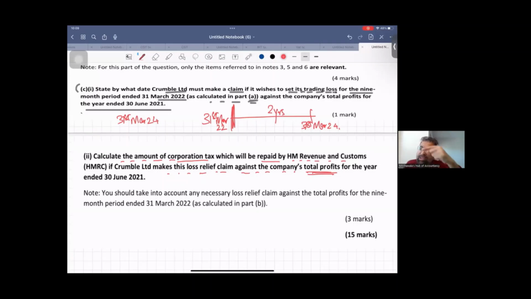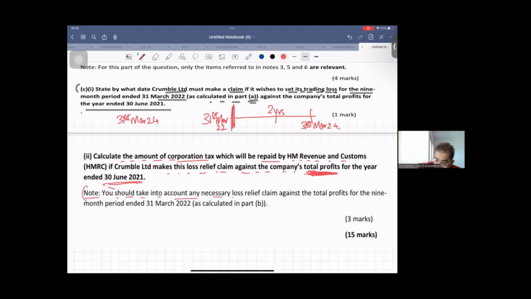Current year total profits first and then 12 months back. Total profits, not TTP, total profits. So they are saying how much relief we will get in the last 12 months, in the year ended 30th June 21, only for the last 12 months. Now read the note.